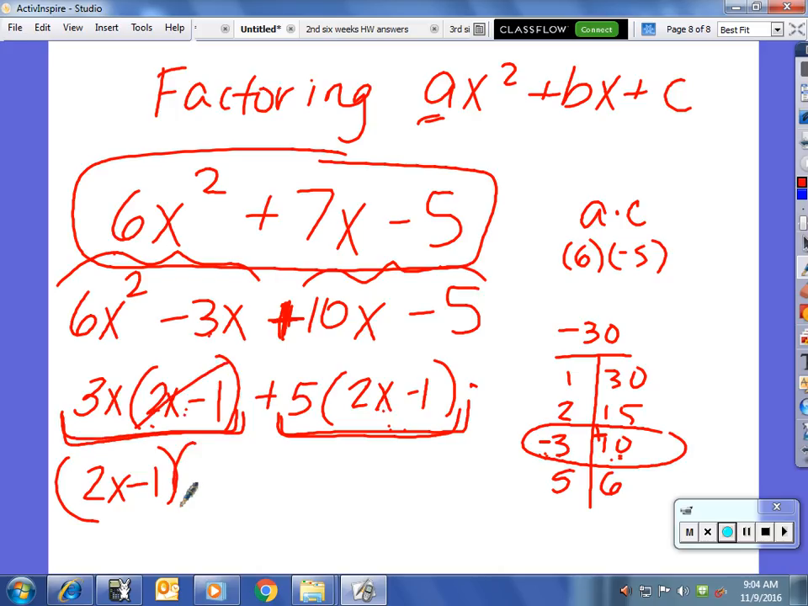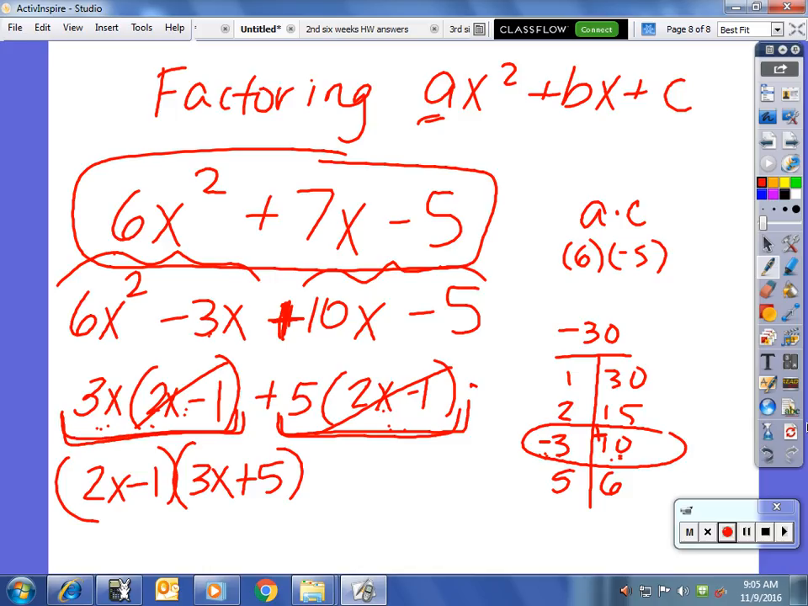So if I take it out of here, what am I left with? The 3x. If I take it out of here, what am I left with? The plus 5. So it's GCF on a bigger scale. Okay, now, how can I tell if I'm right? Multiply it back.